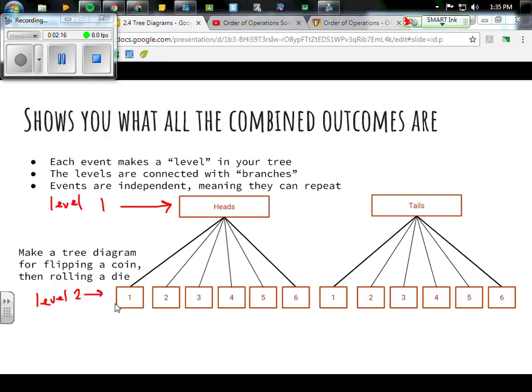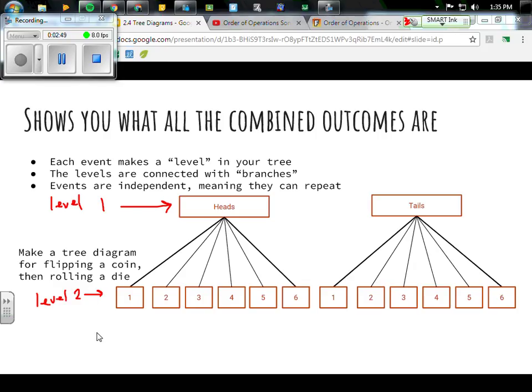As you can see, the outcome for rolling a die is just 1 through 6. 1, 2, 3, 4, 5, 6. And we connect these outcomes to the outcomes from level 1 through these branches. You can see that I've repeated the outcomes for rolling the die, and that's because no matter what you get with the coin, you can also get the same outcome whenever you roll the die. This helps us organize our outcomes when we write them out.